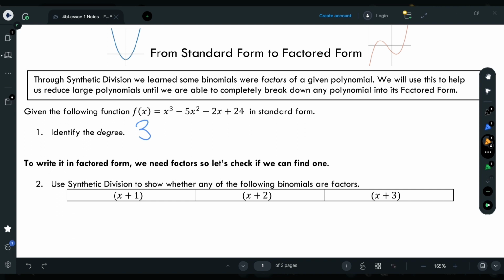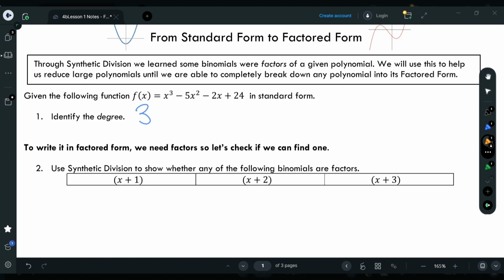So it says down here, use synthetic division to show whether any of the following binomials are factors. The way we do this is we're going to do synthetic division, and if we get a remainder of 0, that means that we have a factor. So let's go ahead and try it with the first one. So we're going to divide this polynomial by x plus 1 using synthetic division. And remember, the way that we know if it's a factor is if the remainder is 0. So let's try this here.